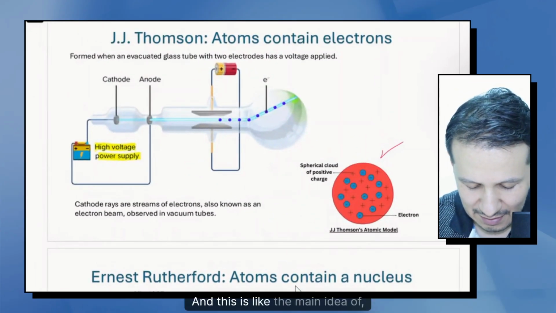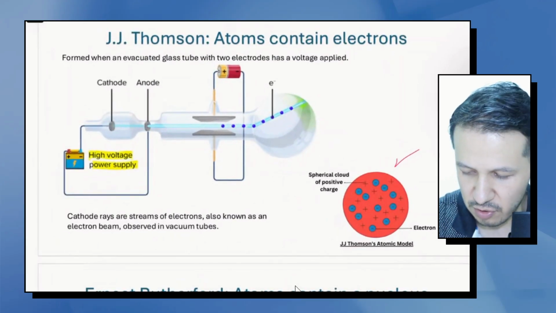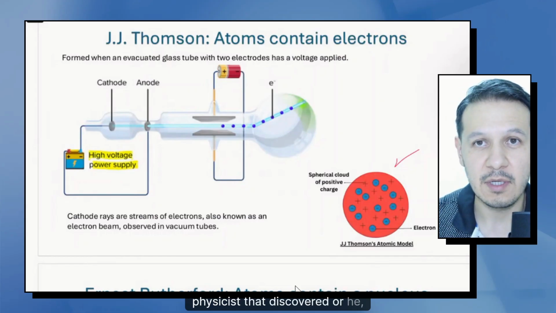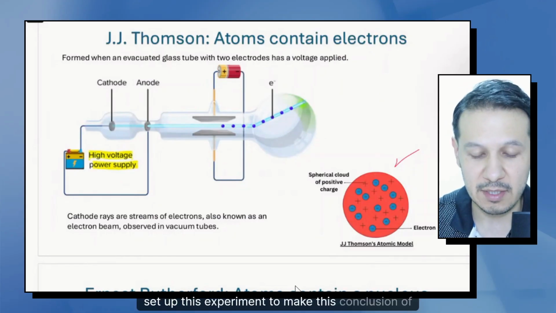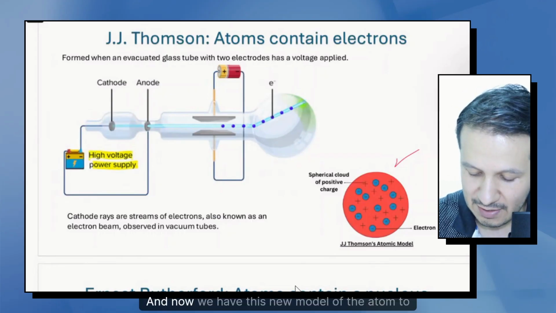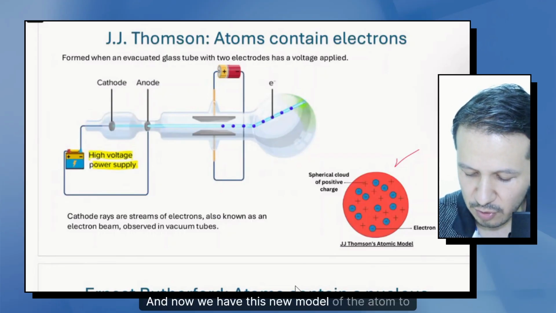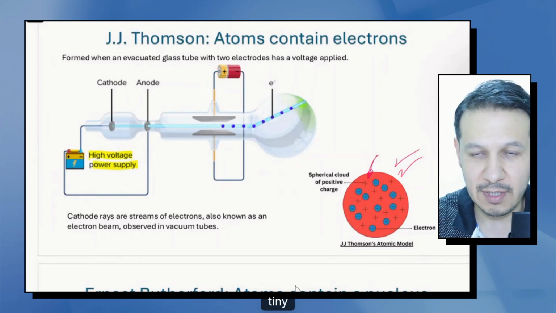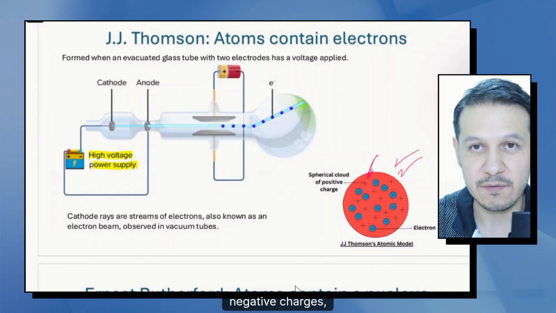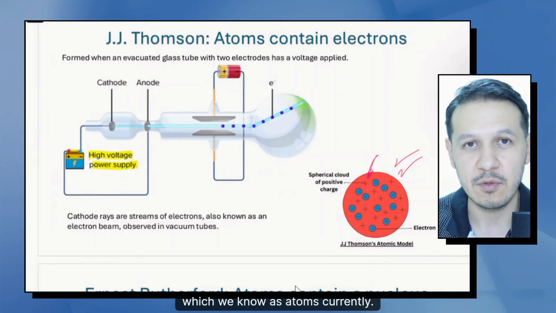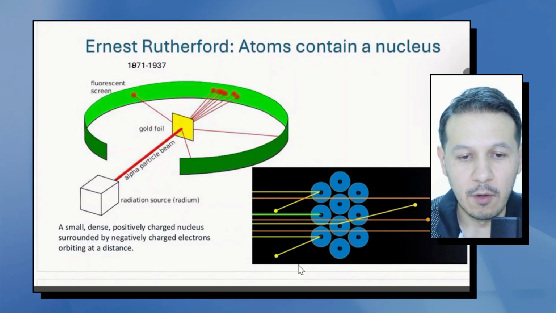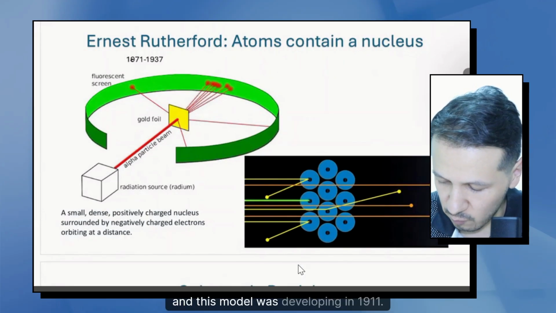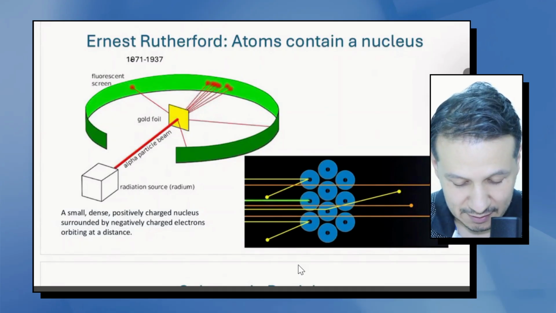And this is the main idea of John Thomson, the English physicist who set up this experiment to reach this conclusion about the atom. So, electrons. Now we have this new model of the atom. To remember, we have a big positive sphere with small, tiny negative charges, which we know as electrons currently. This is J.J. Thomson. Okay, guys. This experiment and this model were developed in 1911.